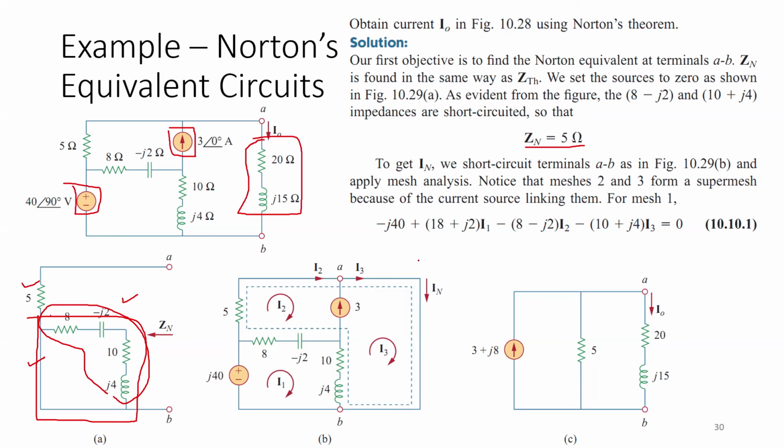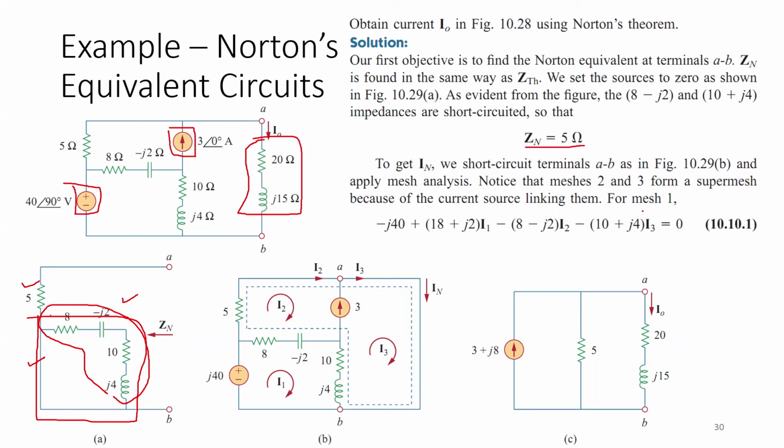In order to get the Norton current, what we do is we short circuit the AB terminals and apply mesh analysis like this one and find the current flowing through this one. Alternatively, we could find the open circuit voltage across these two terminals by any means. So here, by short circuiting, there is a supermesh between mesh number 2 and 3 because there is a current source in between two non-reference meshes.